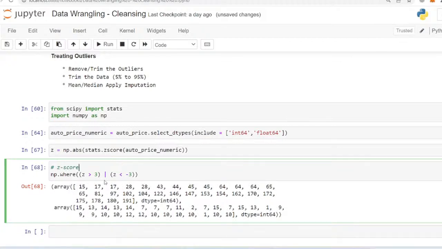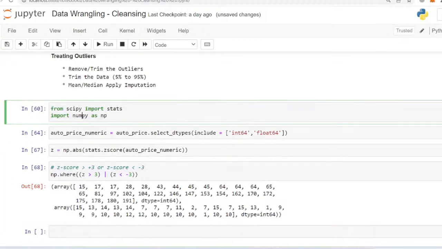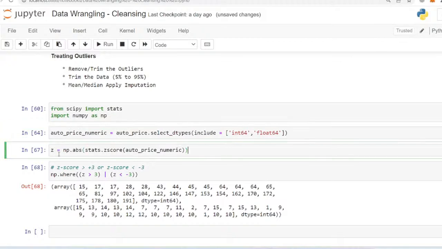So we can just consider here the z score if it is greater than +3, or my z score value which is smaller than -3. Okay. So using np.where, what are we returning here? This will be returning you the indexes.